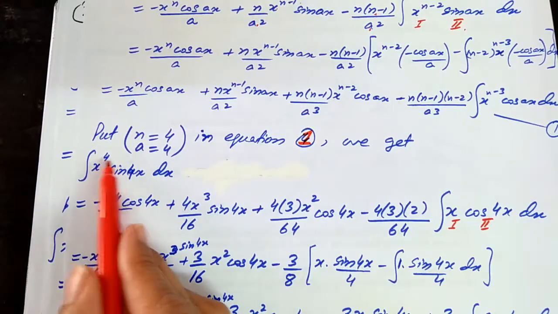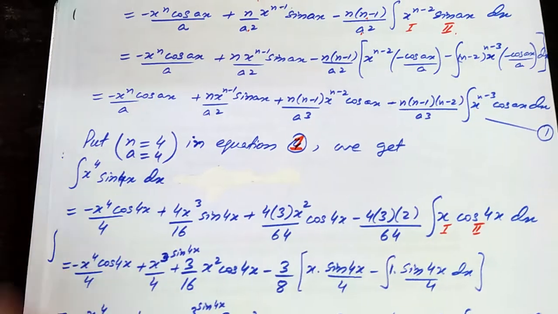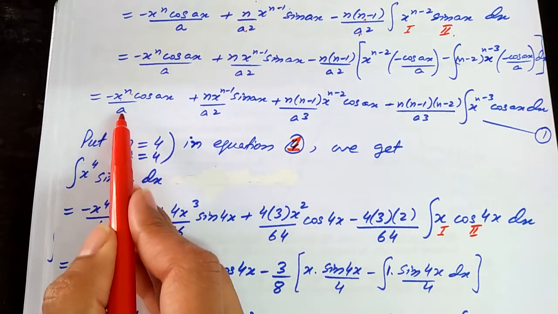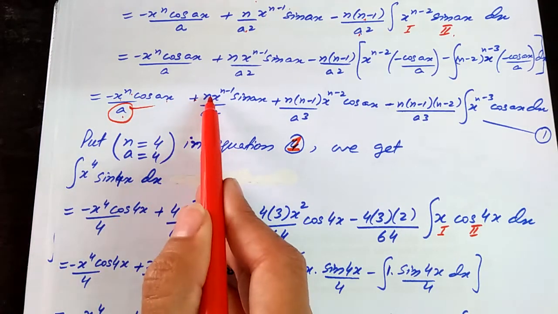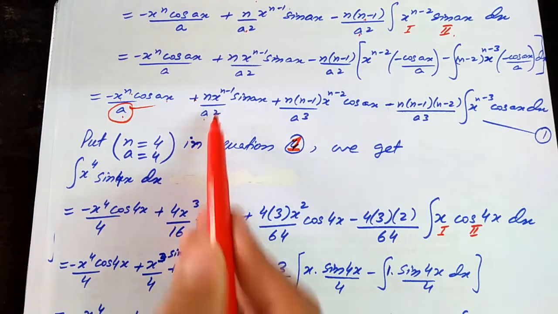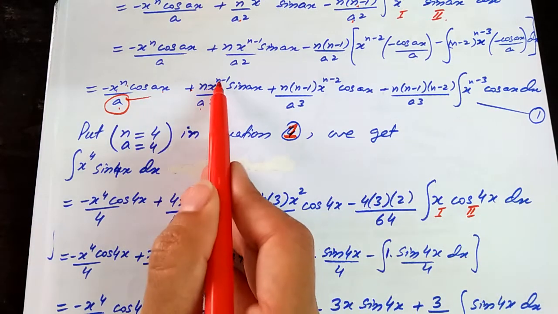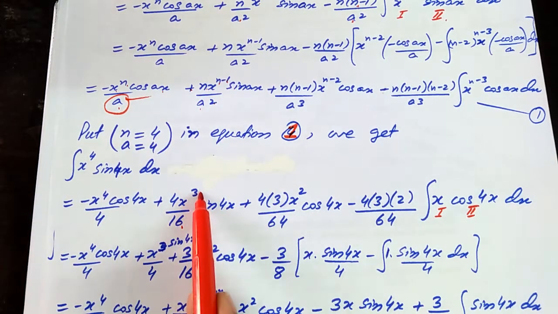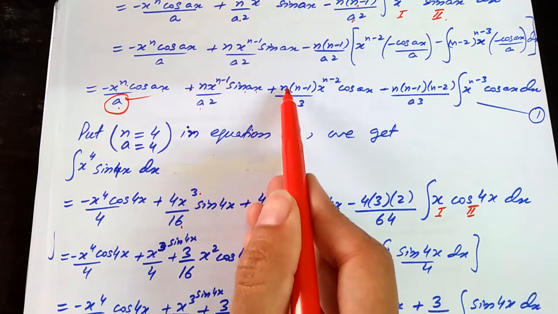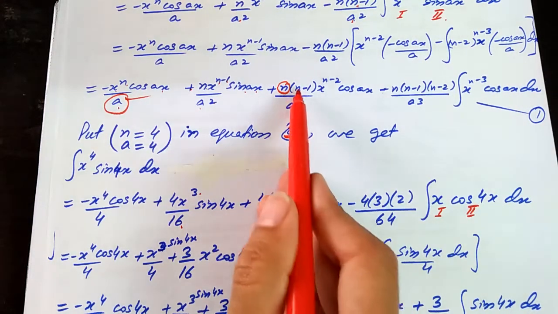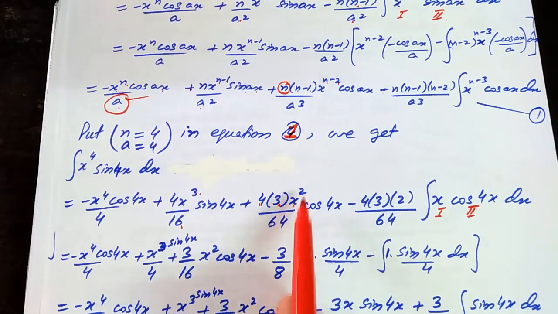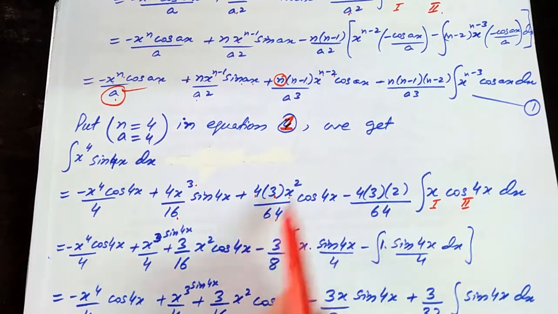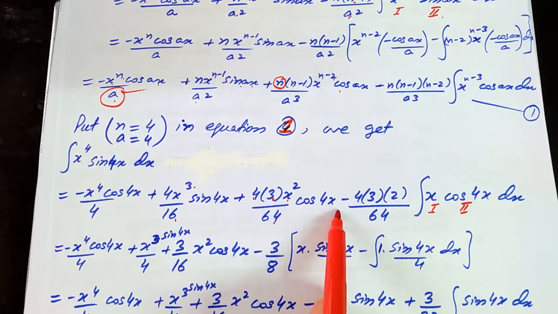We will get integration of x raised to power 4 sine 4x dx equals x raised to power 4 over 4, because a is also 4, cos 4x, plus 4 over 4 square will give us 16. 4 minus 1 will give us x cube sine 4x, plus n is 4. 4 minus 1 will be 3. 4 minus 2 will be x square, and 4 cube is 64, cos 4x, like this.